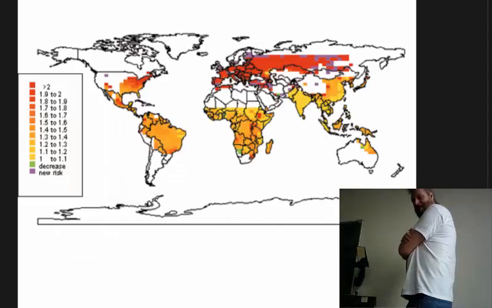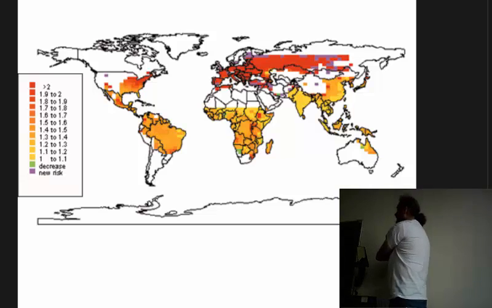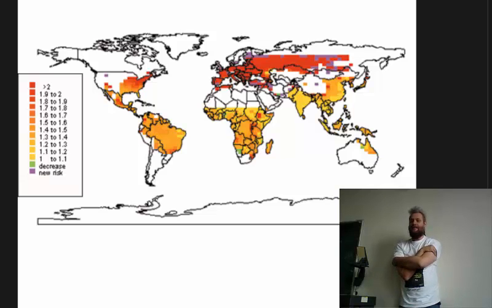And to underline this point, we're going to talk about malaria. What you're looking at here is a map of the change, because of climate change, in the prevalence of the risk of getting malaria.